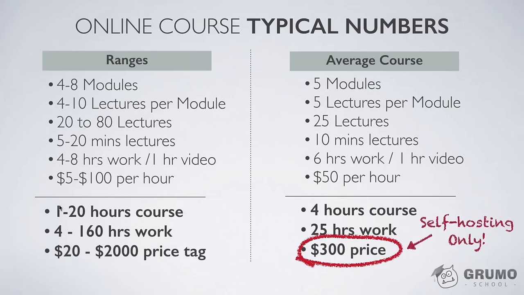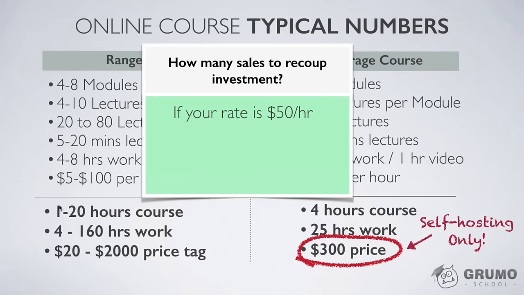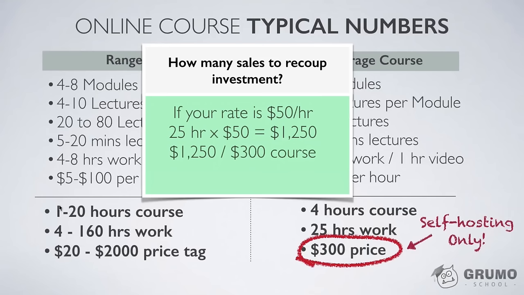So how many sales do you need to recoup your investment? Well, let's say that you pay yourself $50 an hour and you spend 24 hours doing the course, times $50 per hour. You need to make at least $1,200 in sales in order to recoup your investment. Now, if you divide that by $300 per course that you sell, you need to do only 4 sales.